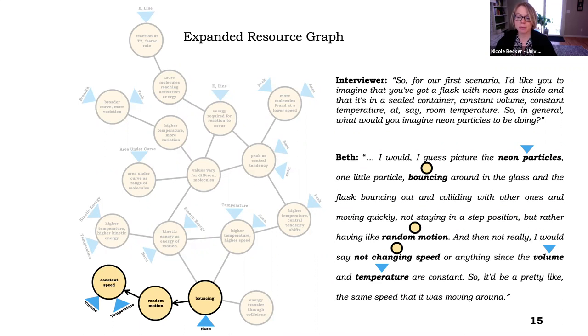And she discussed random motion, which we characterized as a distinct knowledge element. So similarly, we can consider her idea of constant speed to be a distinct knowledge element. And this idea is connected to her readouts of constant volume and constant temperature from the prompt.